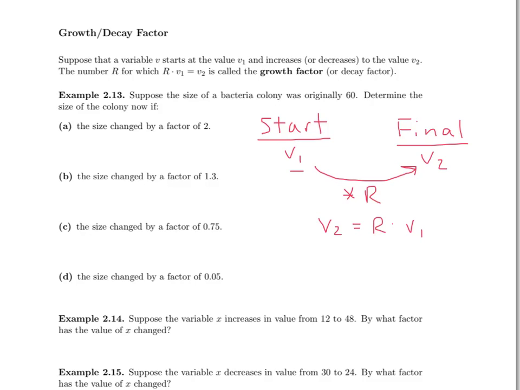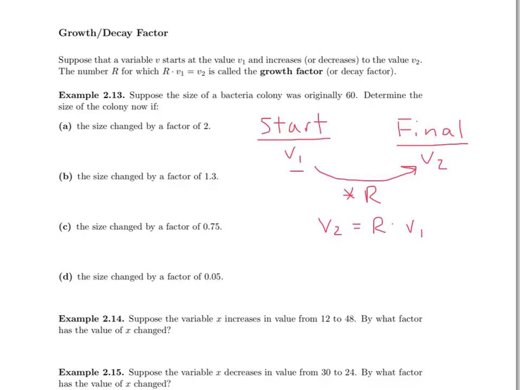R sometimes represents the growth in a variable. It sometimes represents a decrease in the variable. And so we refer to it as either a growth factor or a decay factor. Let's go ahead and look at our first example.